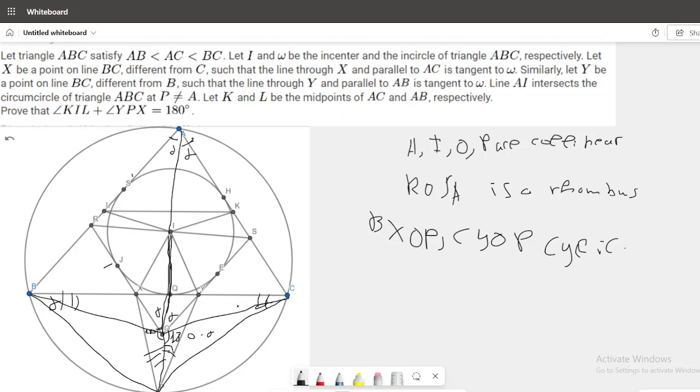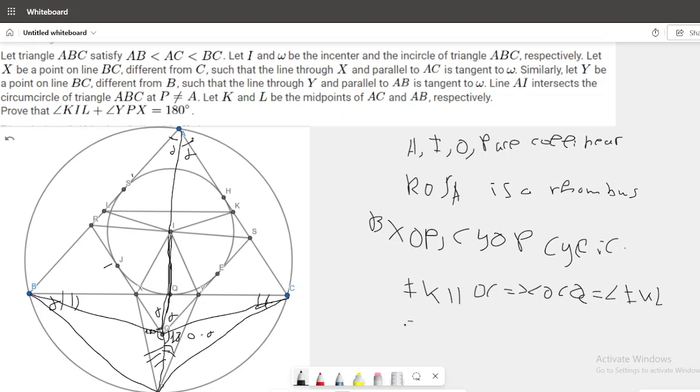But these angles, well, now we're going to need to connect to this, but we know K is a midpoint of AC, and I is a midpoint of AO because AROS is a rhombus. So I is the midpoint of AO and K is the midpoint of AC, so IK is parallel to OC, which means the angle OCY is equal to the angle IKL.